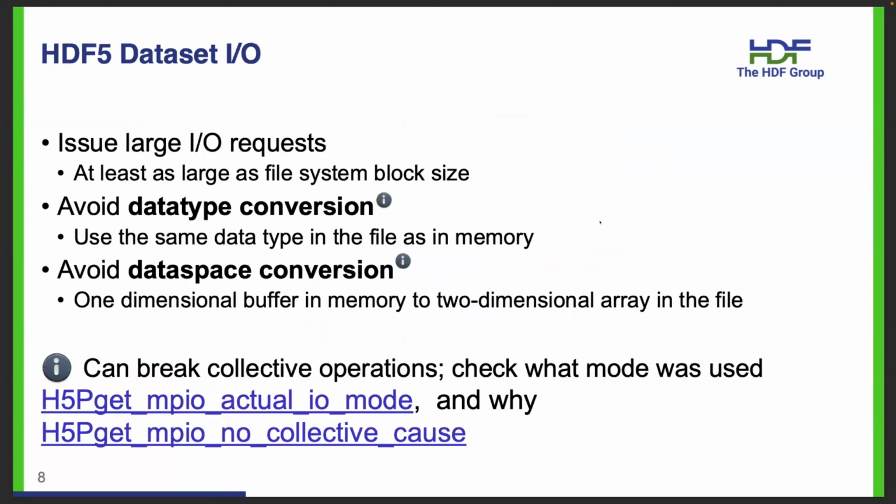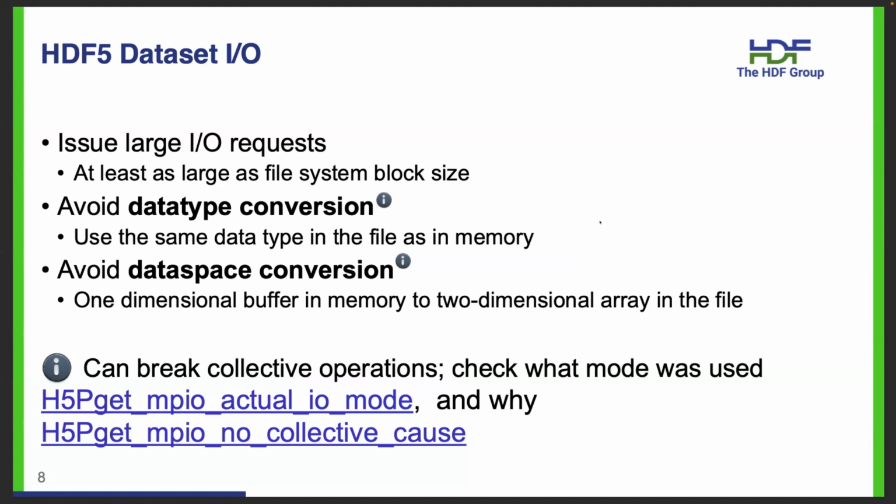As was mentioned before, for dataset I/O in parallel, it's always better to do the largest I/O request possible. Parallel file systems really don't like small writes. It really hurts performance. So you can try to reorganize your writes and your data so that you are writing the largest amount of data you can per I/O step. And of course, as was mentioned, it's usually best to avoid data type conversion, and it's best to avoid data space conversion to get the best performance.